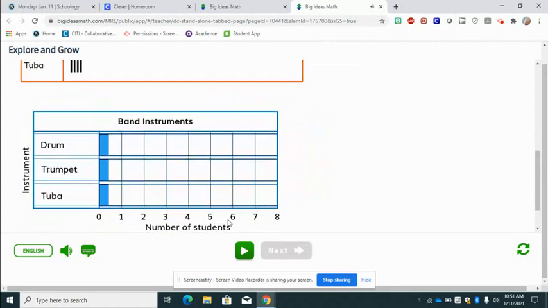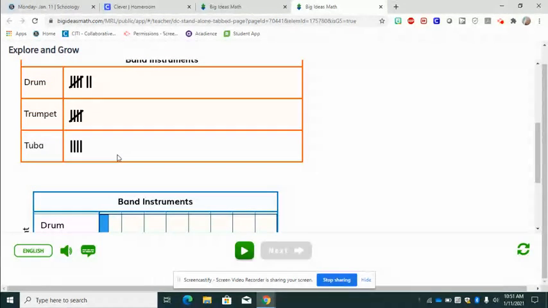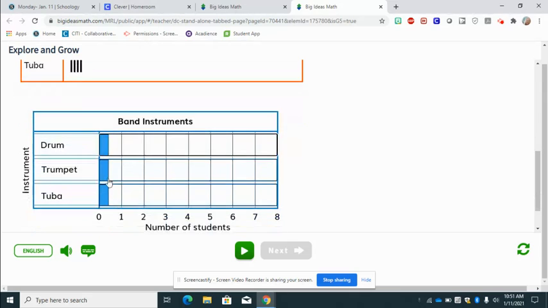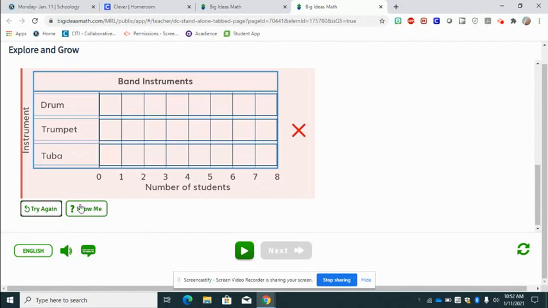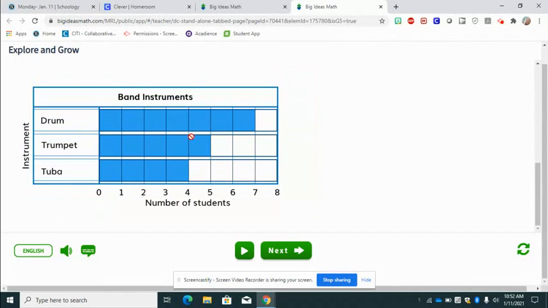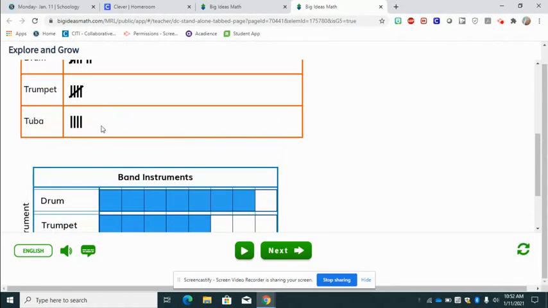Now we're going to use the tally chart to complete this bar graph at the bottom. So we're going to use the numbers in the tally chart to fill in our bar graph. So we have 7 drums. Well, that's not working, so let me try to show you this way. Okay. All right, so we have 7 drums, and our bar graph is colored in until we see the number 7 at the bottom. We have 5 trumpets and 4 tubas. So our bar graph matches our tally chart.